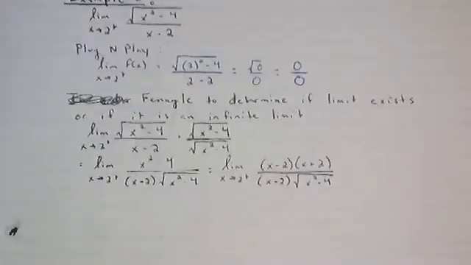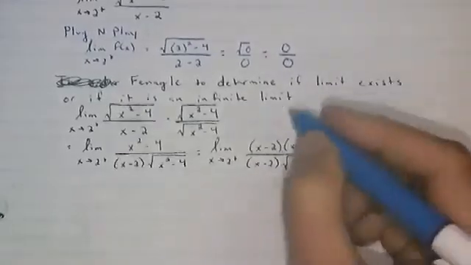Do we want to cross something out? Yeah, we want to cross something out. What do we want to cross out? X minus 2.